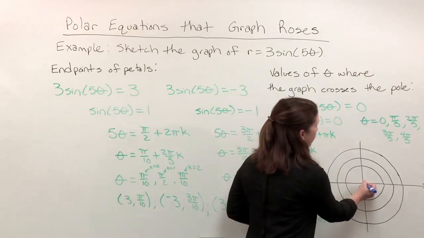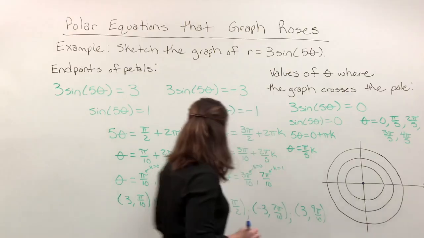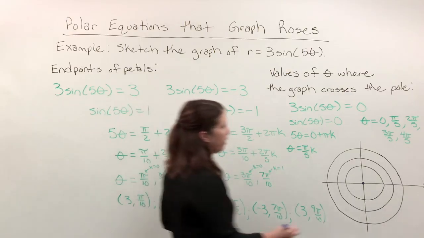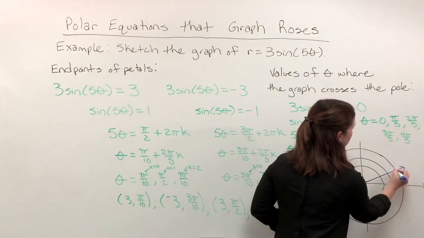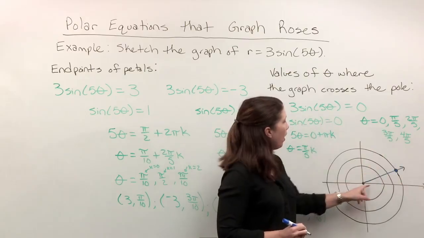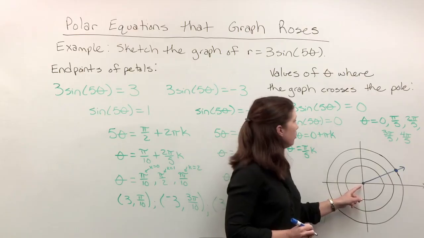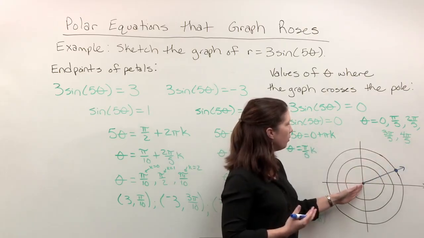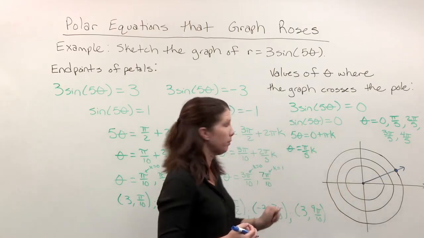So we know that at 0, r is 0. Then we can plot the endpoint of the first petal at 3 pi over 10, which would be about right there. These values let me know that the graph keeps crossing back through the pole to form each petal. So even though these points won't be visible because each one has an r value of 0, we know that the graph continues to loop back through the pole as we draw each petal.